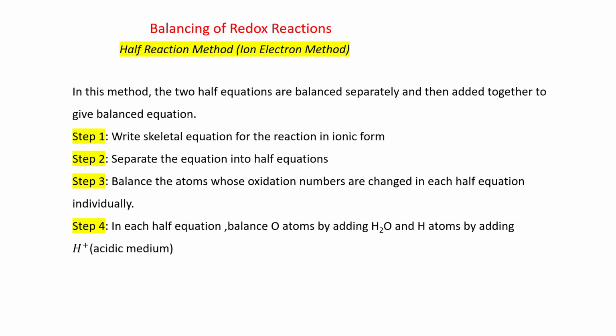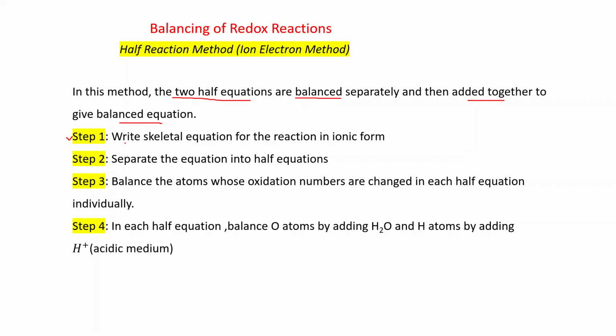Now in the half reaction method, the two half equations are balanced separately. So the redox reaction is split into two equations, the oxidation half reaction and the reduction half reaction, and they are balanced separately and then added together to give the balanced equation. Okay, so first we will discuss the different steps of this method.